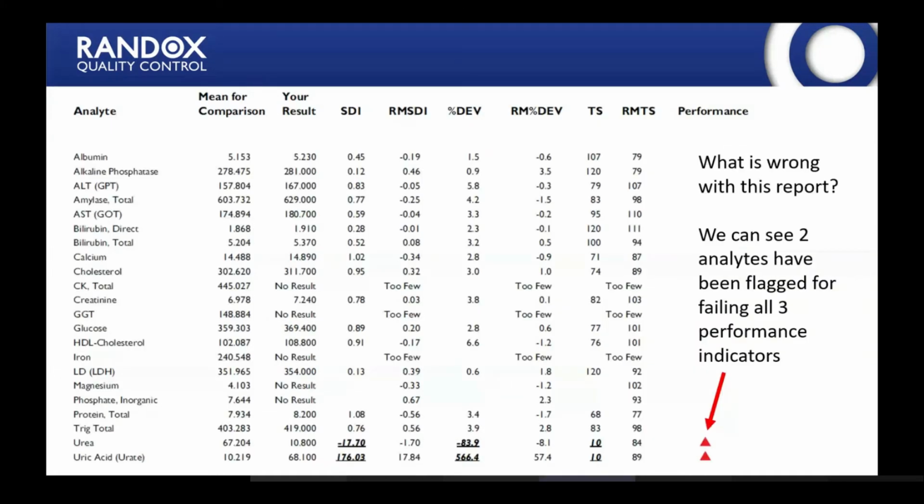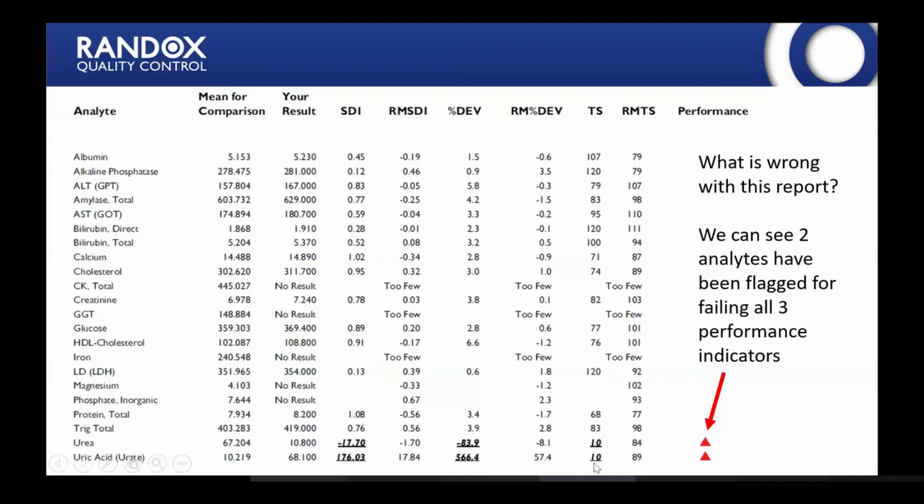So this is a different sample page. So we can see this time there are only 2 analytes that have been flagged, urea and uric acid. So I'm just going to leave that there for about 5 seconds, just while I talk, before I move on. So what do you think could be wrong with this report?